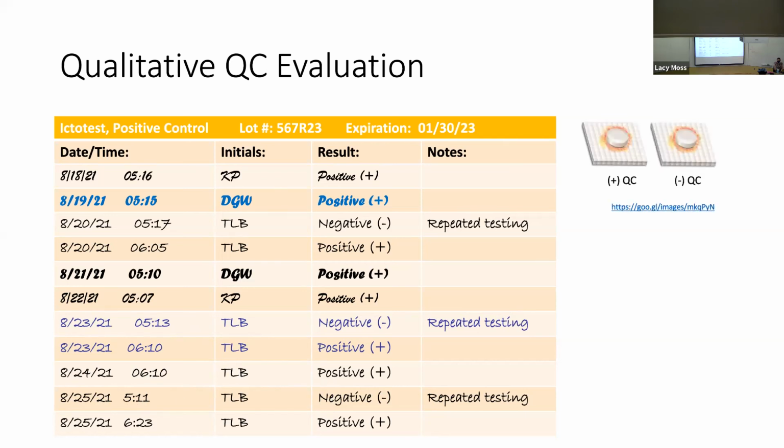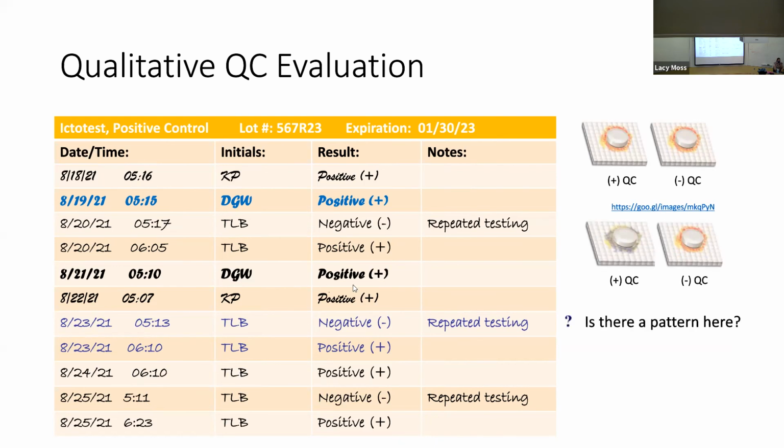What could be going on? It seems like only TLB is having a problem. The other technicians are doing fine. So she's the problem, yes. So is there a pattern here? Anytime she does it at 5 a.m., it doesn't pass. When she comes back and does it at 6 a.m., it passes.